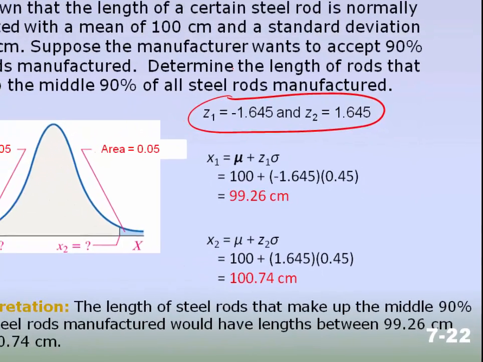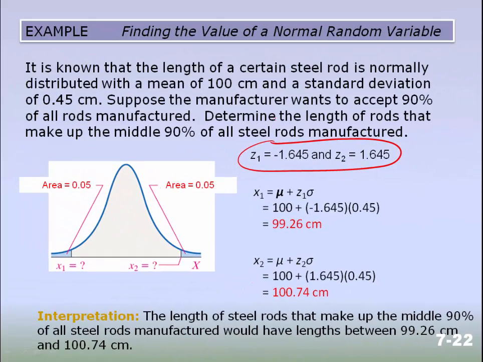So the interpretation is that the lengths of steel rods that make up the middle 90% of all steel rods manufactured would have lengths between 99.26 centimeters and 100.74 centimeters.